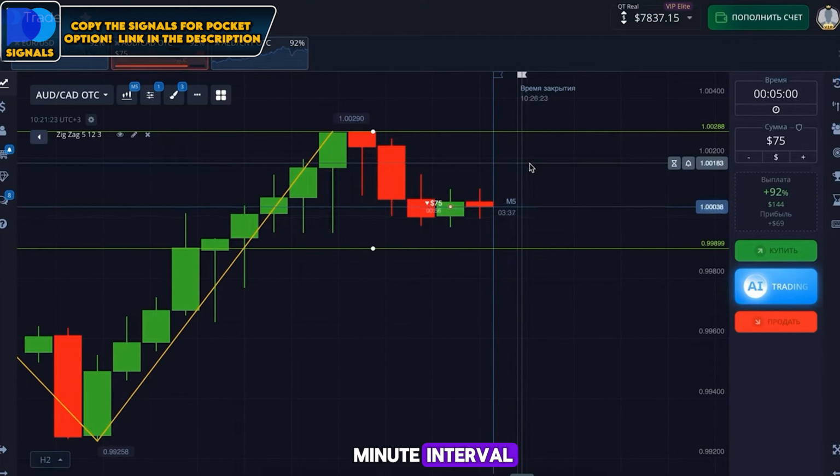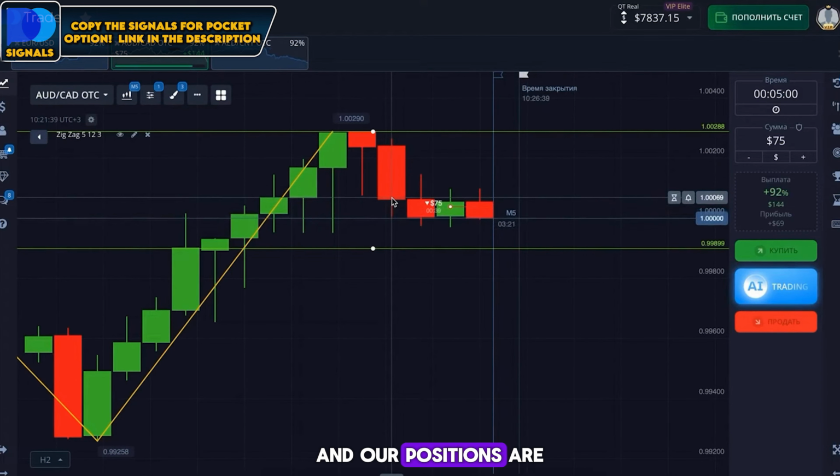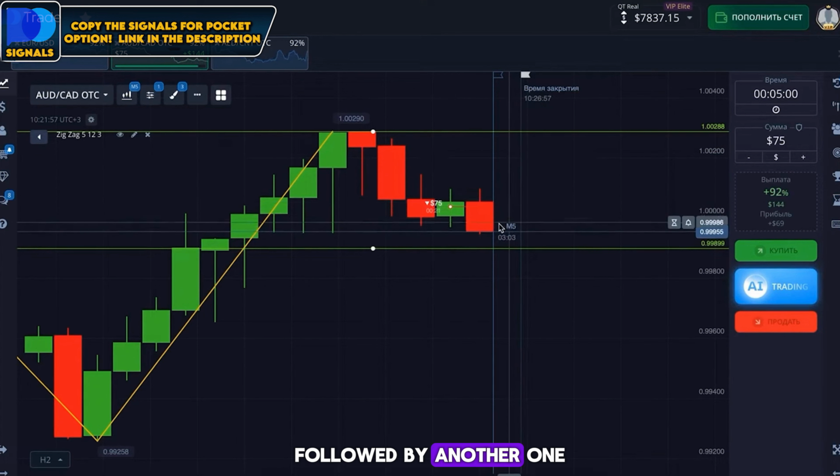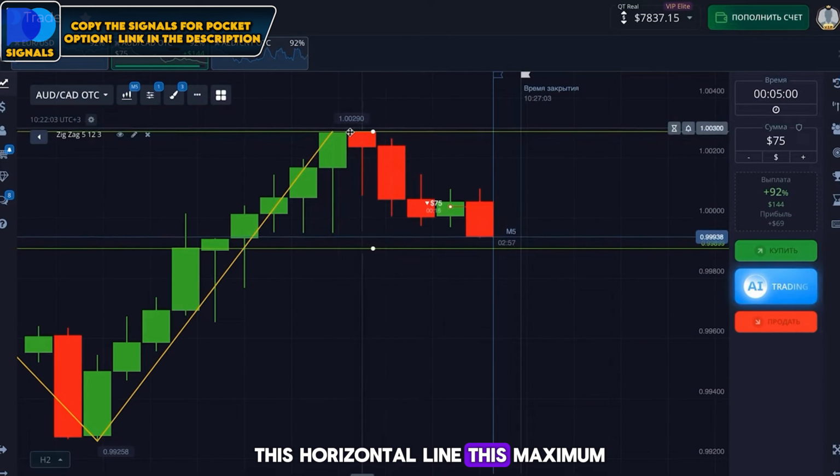By the way, the second trade did not go through, and I mentioned this just a minute or 2 ago, that it most likely won't go through because a small bullish candle was created here, and our positions are not that good, because it is best to open after the second candle on the 5-minute interval. If we had opened like that, we would have likely already made a good profit, but we opened here. And what did I say at the beginning? I said that if they do not go through and a bullish candle is created, followed by another one, then we are waiting for a breakout of this horizontal line, this maximum.